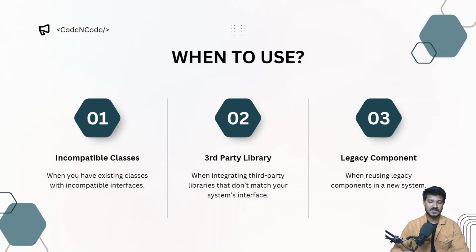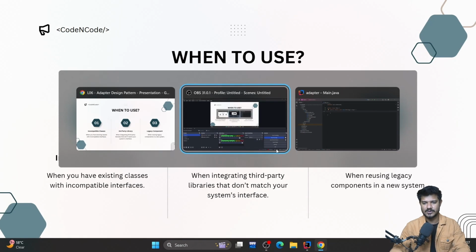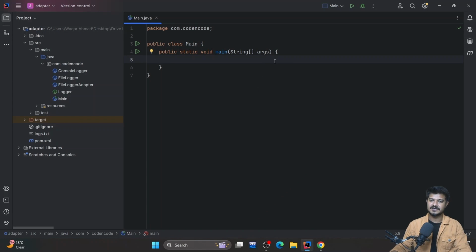So let's understand the implementation of the adapter pattern using an example. Let's say we have built an application that logs certain messages onto the black and white screen, that is the console.